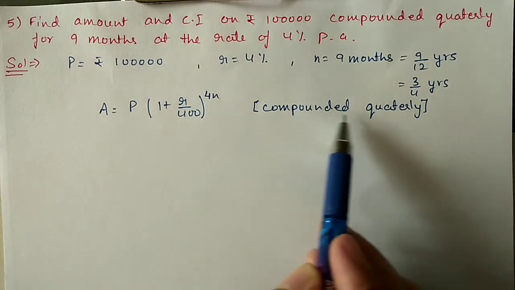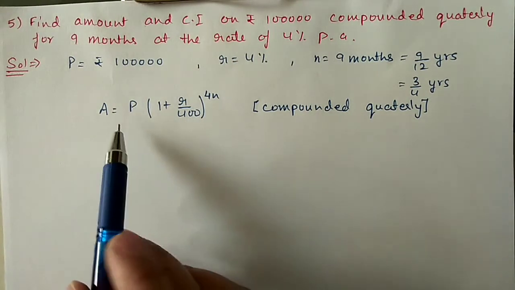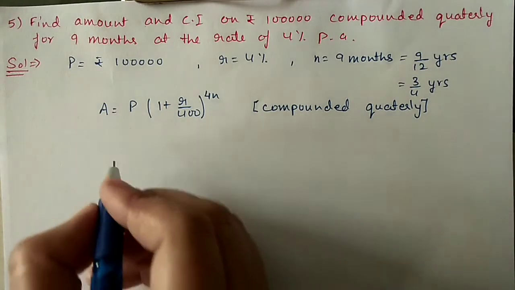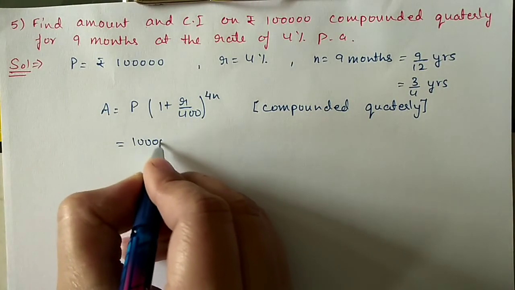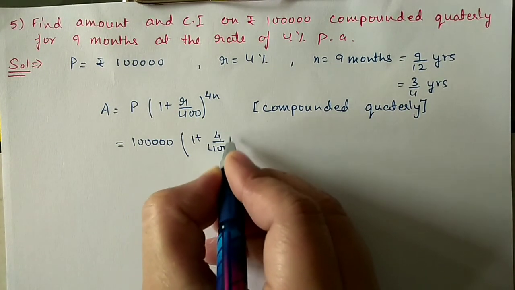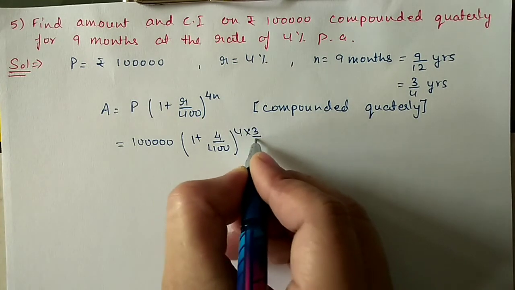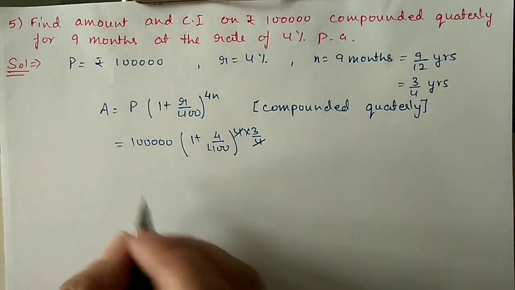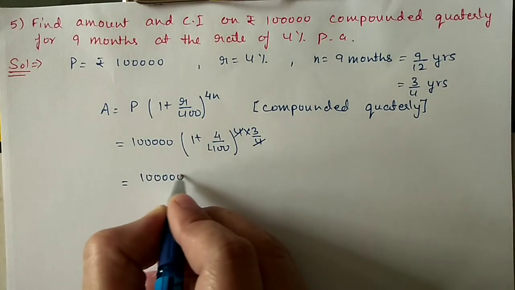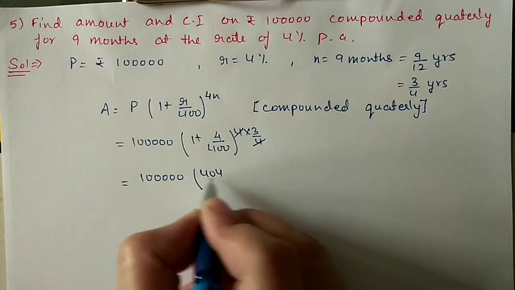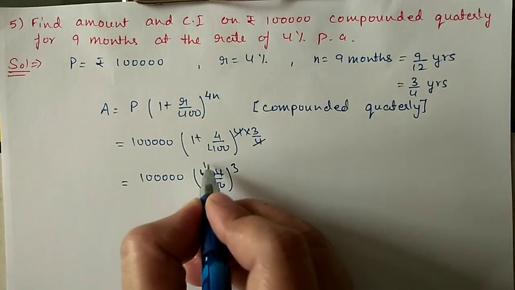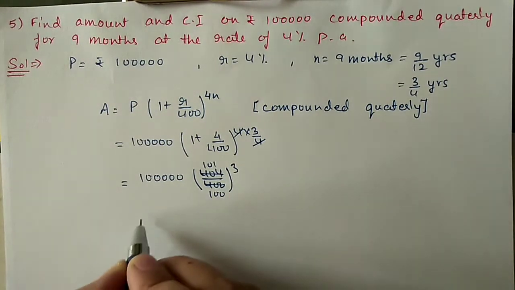Now because it is compounded quarterly, so we will use quarterly formula. A is equal to P 1 plus R by 400 to the power 4n. Now substitute these values here. 1 lakh 1 plus 4 by 400 whole to the power 4 into 3 by 4. So this 4 we can cancel out, and here 400 plus 4 we will get 404 by 400 whole to the power 3. Can cancel out with 101 by 100.